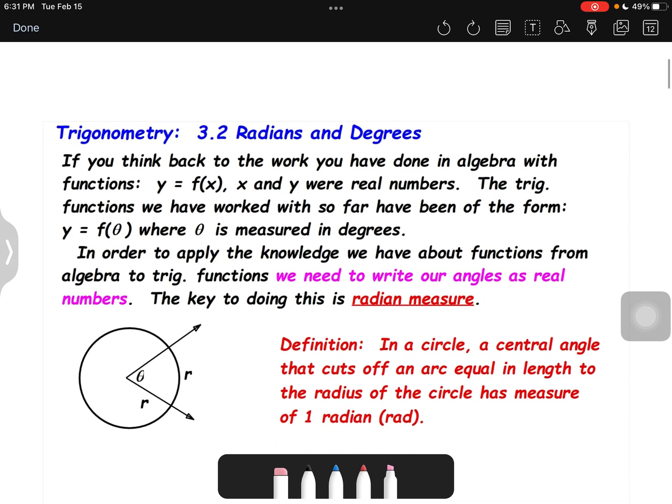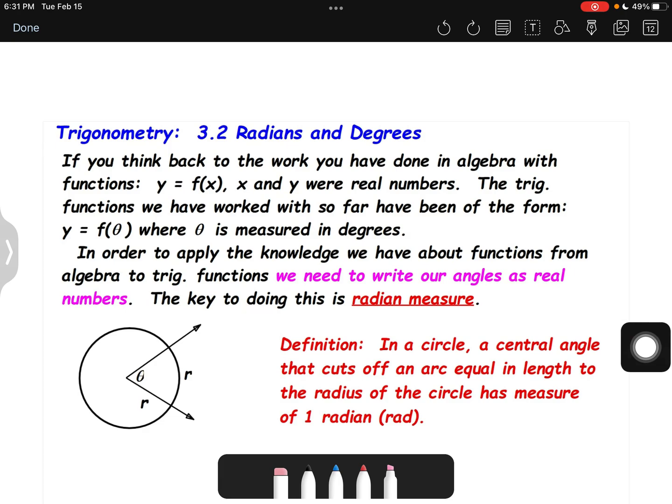If you think back to the work that you've done in algebra, when we have functions in the form y equals f of x, you have x in there as your variable, where both x and y are real numbers. In other words, they're numbers that we could graph on the coordinate plane, using our normal set of real numbers. The trig functions that we've worked with so far have been in the form y equals f of theta, where theta is measured in degrees.